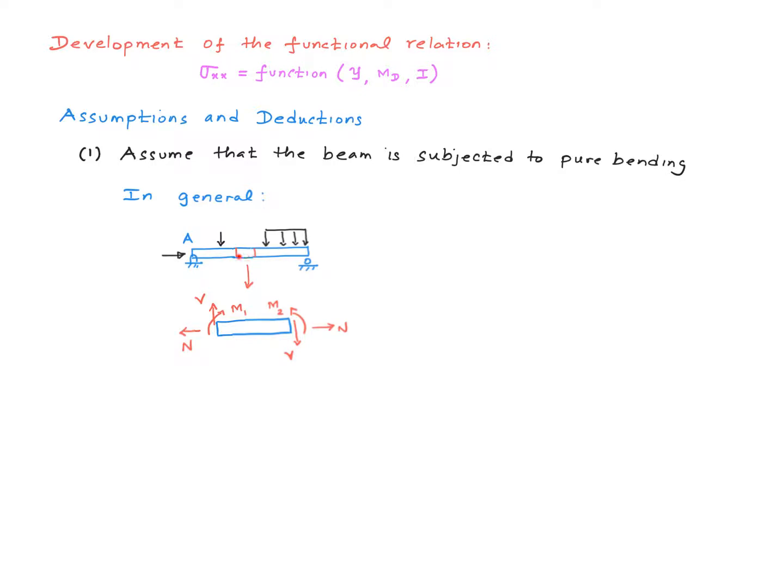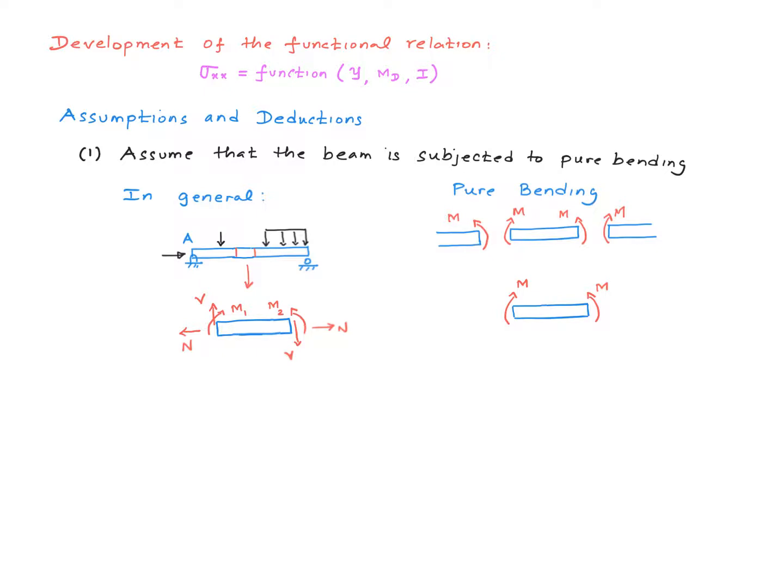Now, if I take a small segment like this and draw the forces acting on that to an exaggerated scale like this, these cross-sections are going to be subjected to these three types of forces: bending moment, shear force, and the axial force, like shown in this picture. If we ignore the shear force and the axial force for now, this little segment will be subjected to just the bending moment, like shown here, right? So this is what is called pure bending. So we are going to develop this functional relation assuming that we have a pure bending situation.